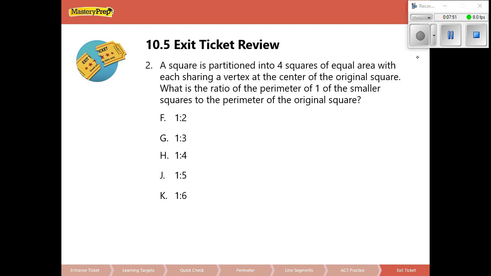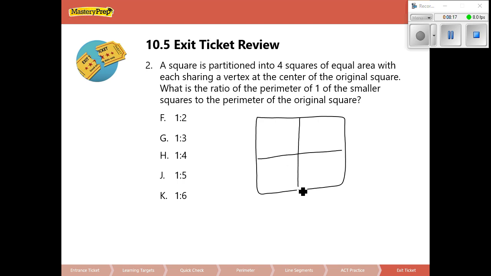A square is partitioned into 4 squares of equal area, with each sharing a vertex at the center of the original square. What is the ratio of the perimeter of one of the smaller squares to the perimeter of the original square? So I would draw this out. So they say we have a square, yes? And it's partitioned into what? 4 smaller squares, yes?